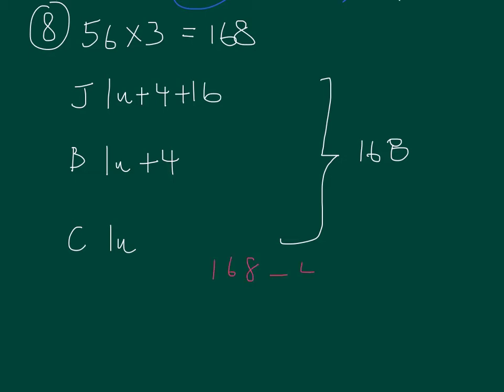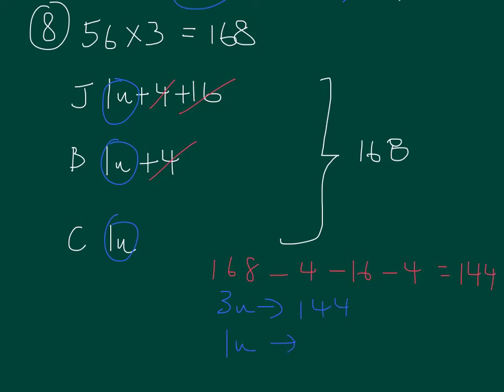168 minus away 4, minus away 16, minus away 4, that will give us 144. Altogether there is 1 unit, 2 units, 3 units, so 3 units give us 144. 1 unit will give us 48. So my answer for question 8, what is Cynthia's weight? Cynthia is 1 unit, so the answer is 48 kg, which is option 1.